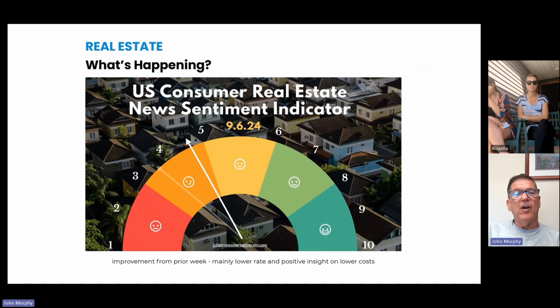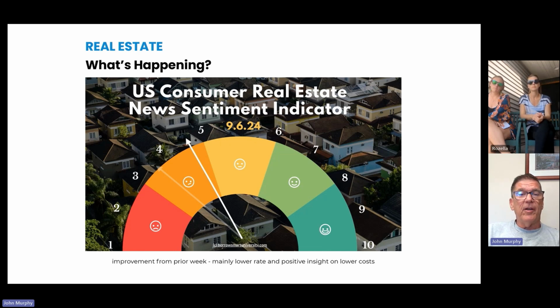A few more slides, we can comment on them. There's a gentleman who we like to follow. His name is Todd Ballinger. He has a really interesting website for loan officers and economists to look at. And he has this U.S. Consumer Real Estate News Sentiment Indicator.